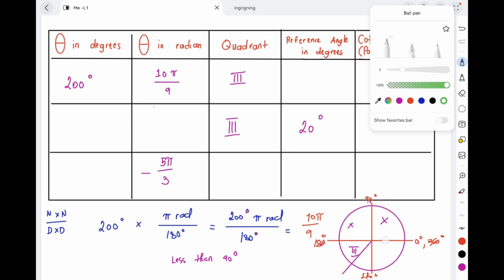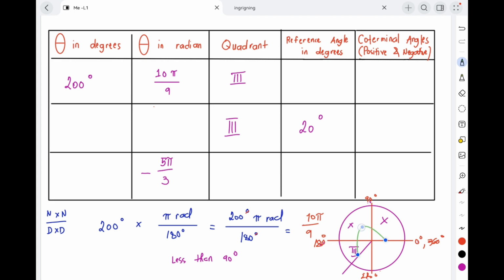For example, this is our angle. Okay, so this is a 200 degree angle. And then this is our x-axis. So our reference angle, which is less than 90 degrees, from your terminal side going here to the x-axis is less than 90 degrees.